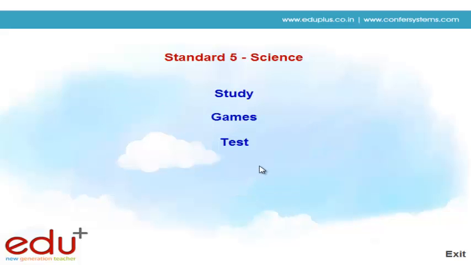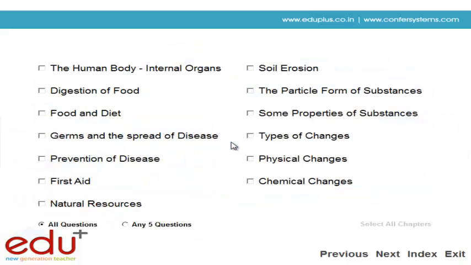After finishing the game, friends, we turn to the next section, test. Here, all the chapters are given. Also, 2 options are given: all questions and any 5 questions. For example, we see the topic natural resources.